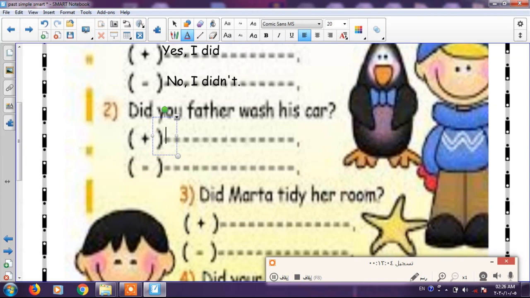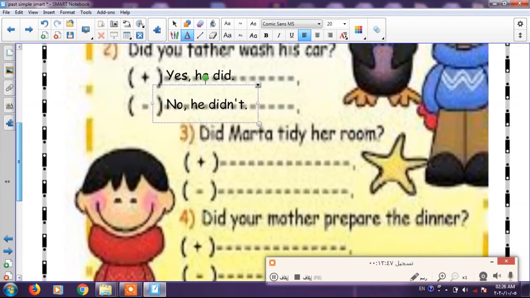Of course, I will use he for your father. So here in the positive one, I will begin with yes. He did. And if it is in the negative form, of course, I will begin with no. He didn't. Okay.